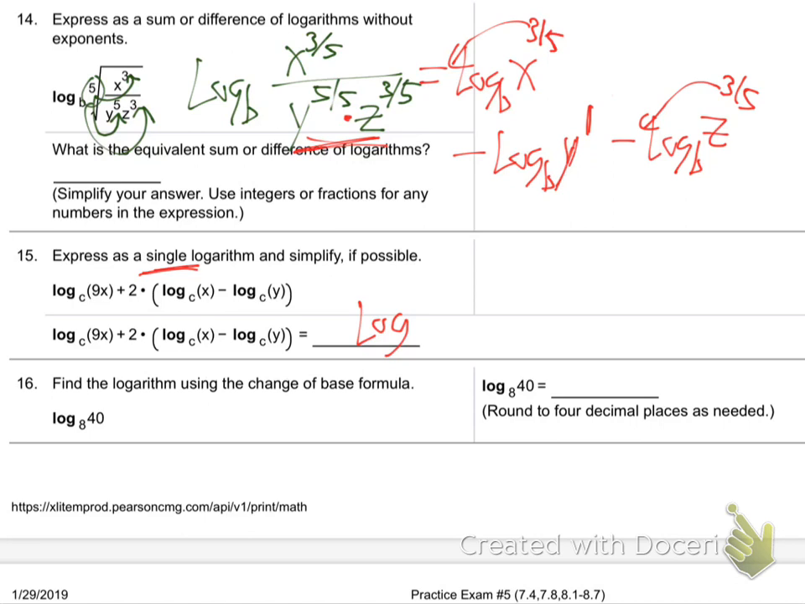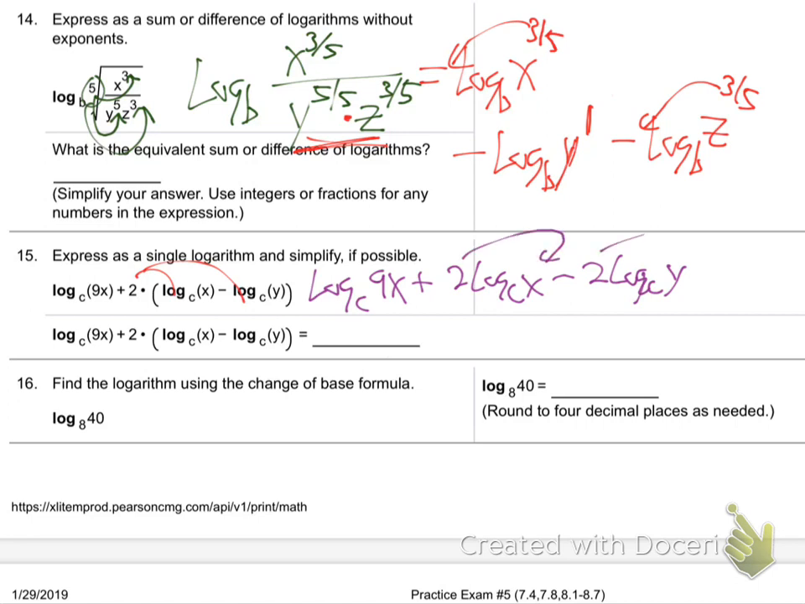Give you a second. All right, let's take this 2 and distribute it. Bonk on a bonk. So we'll get, what will we get? These are all log C: log C 9x plus 2 log cx minus 2 log cy. Now what do those numbers in the front do? Power, just the opposite of how these powers drop down. These powers are going to go up. We're running everything backwards now.